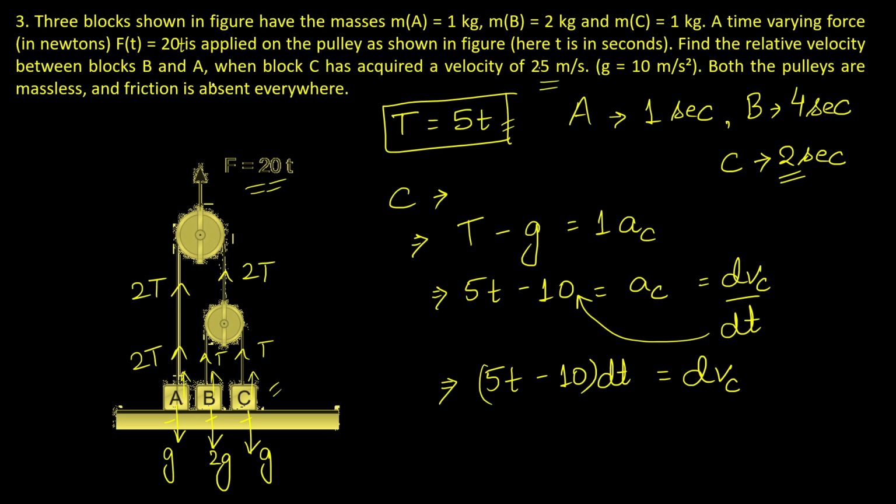So what we do for now is, we are going to find the velocity of block B and block A at t equals 3 seconds, and then we are going to find the difference between those two, that is VB minus VA, to get the answer. So let us find the velocity of B first.